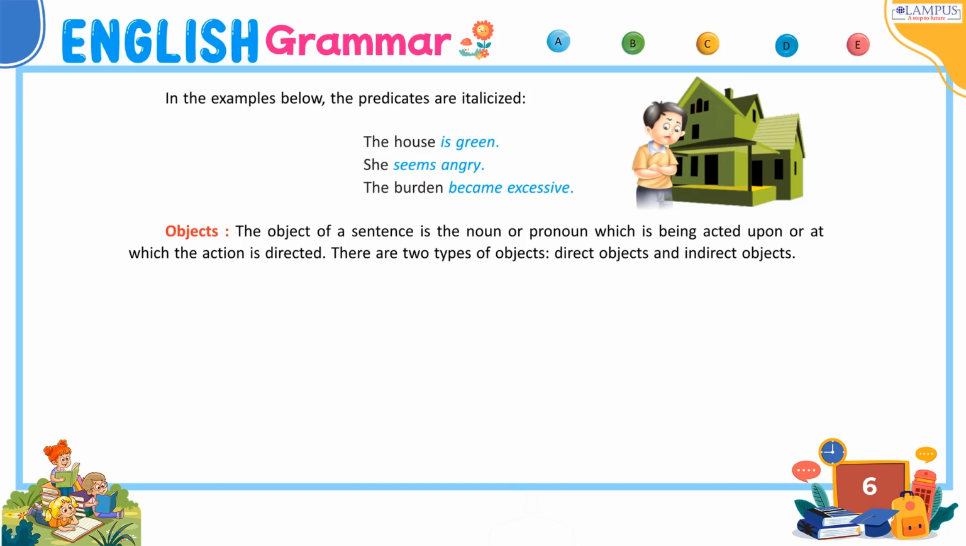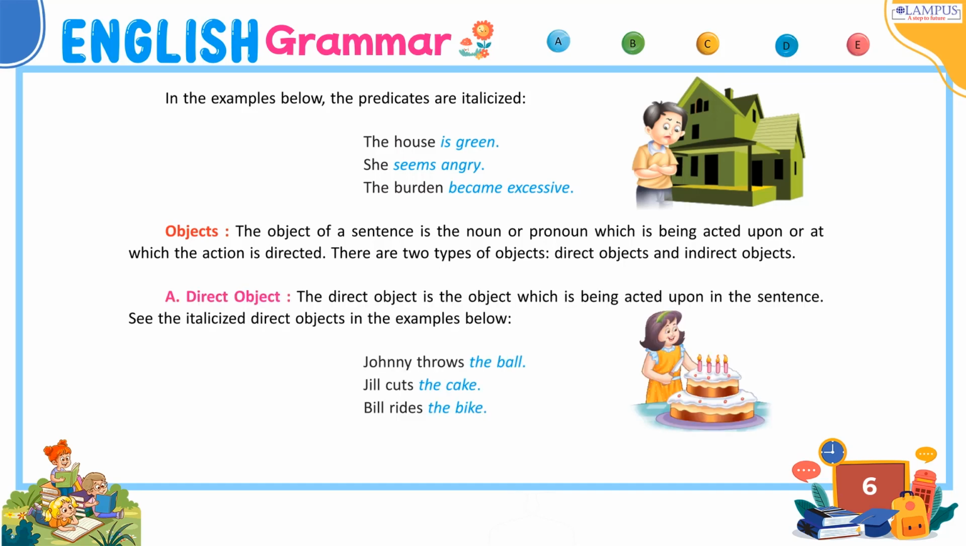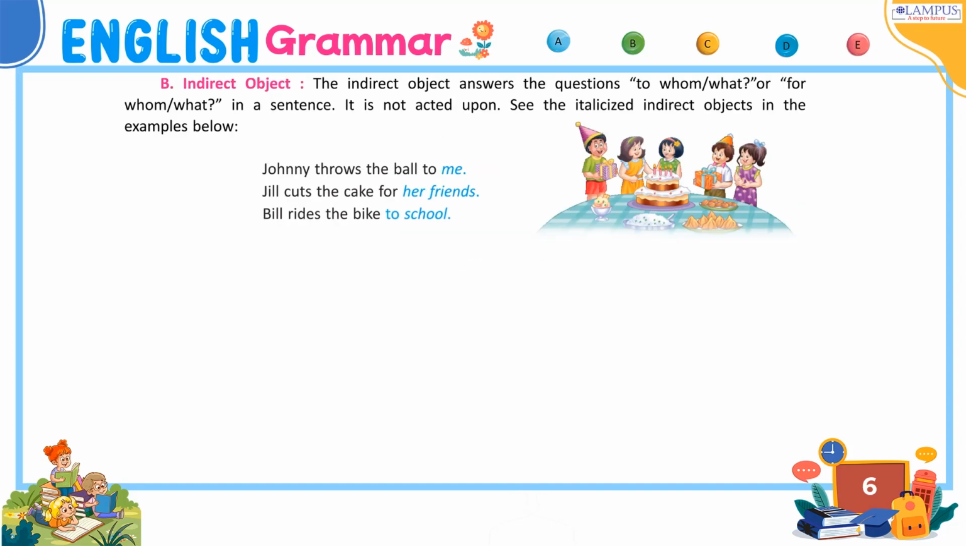Objects. The object of a sentence is the noun or pronoun which is being acted upon or at which the action is directed. There are two types of objects: direct objects and indirect objects. A. Direct object. The direct object is the object which is being acted upon in the sentence. See the italicized direct objects in the examples below. Johnny throws the ball. Jill cuts the cake. Bill rides the bike.